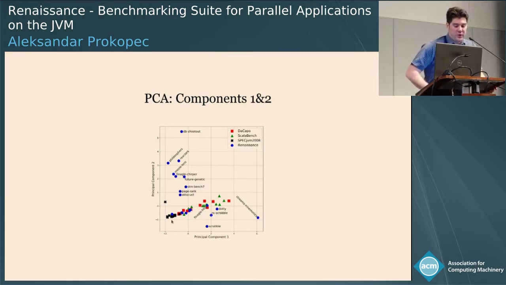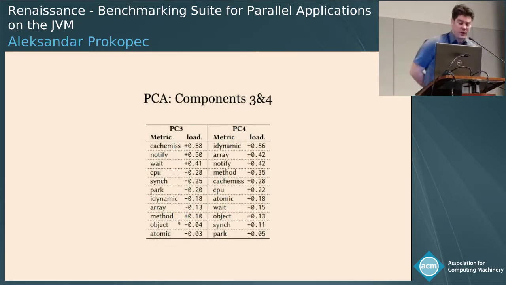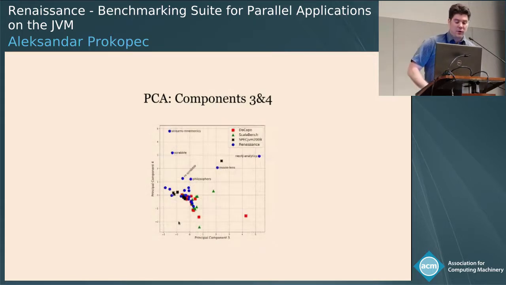And so SPECjvm in particular was in this corner here, and this is because it doesn't have a lot of abstraction, right? So it wasn't even very spread along this first component, if you look at these metrics in particular. And then in the third and fourth components, the third one seemed to correspond to notify and wait calls and cache misses, and the fourth one mostly to invokedynamic. And here we also saw a relatively nice spread in particular along the fourth component, and somewhat similar to the existing benchmarks across the third component.